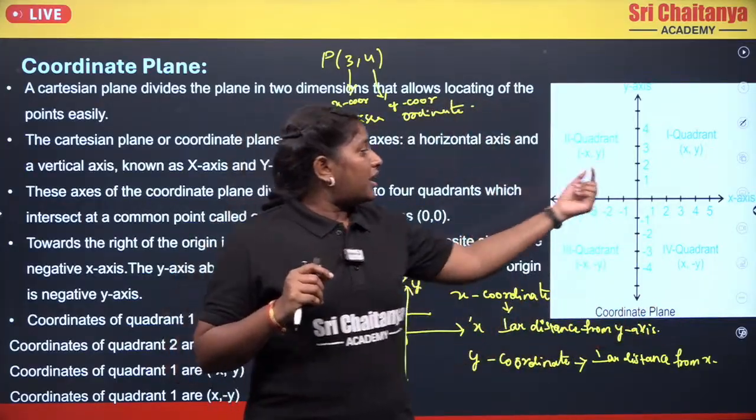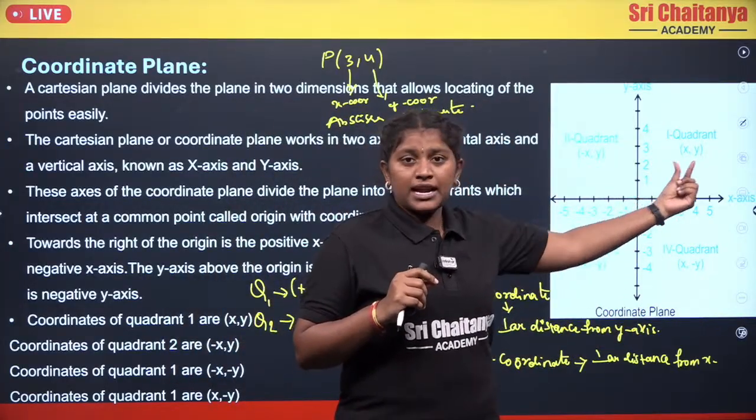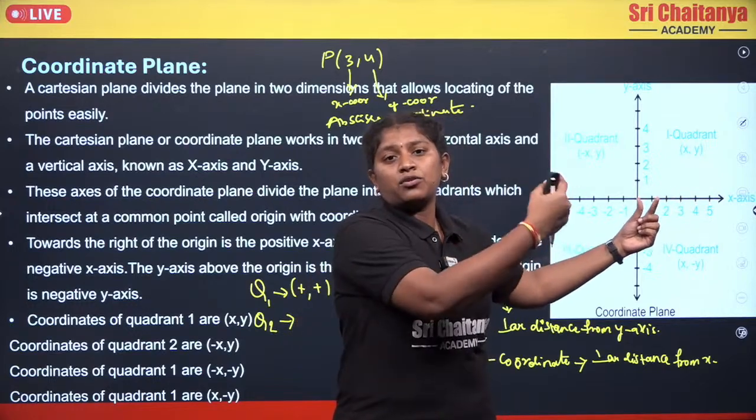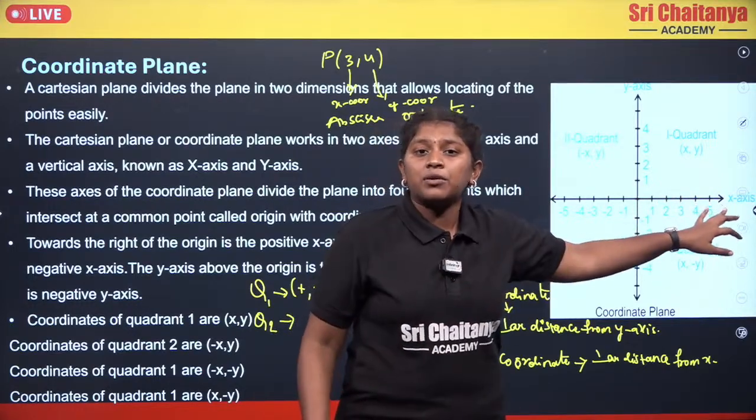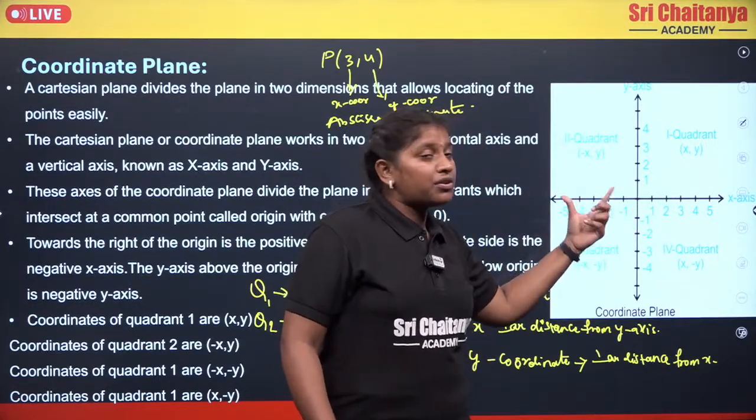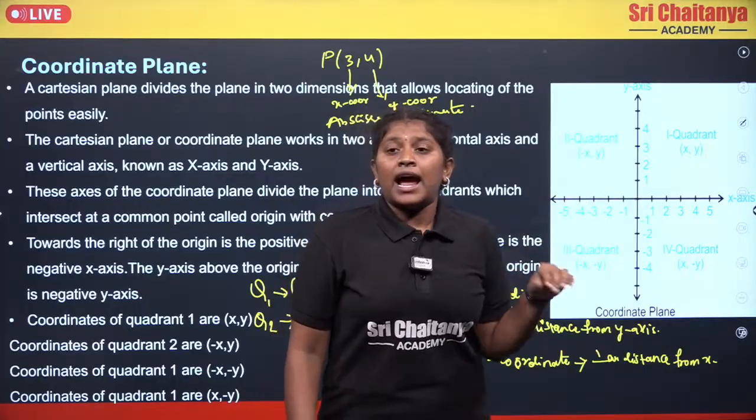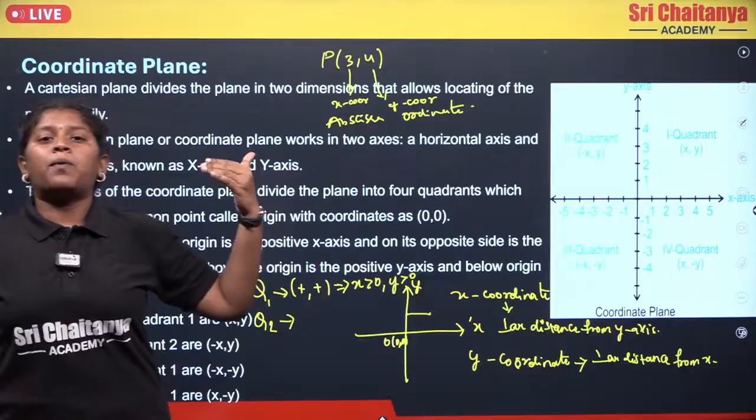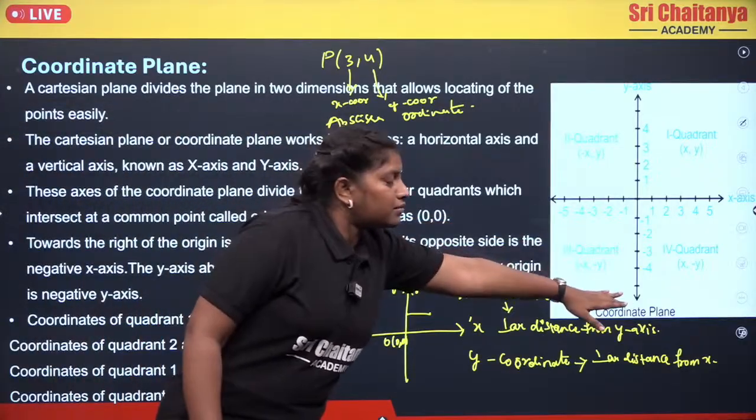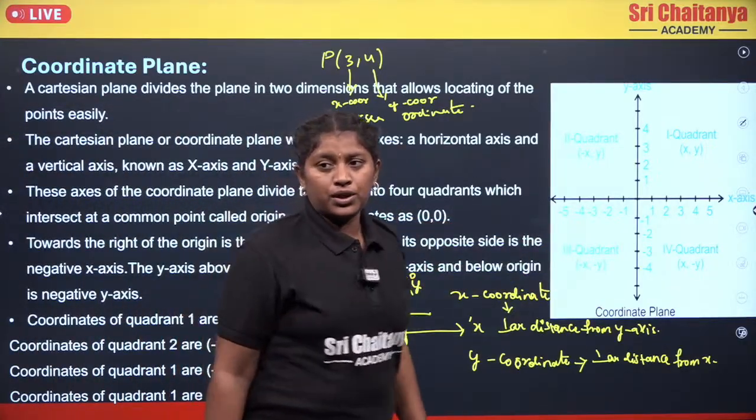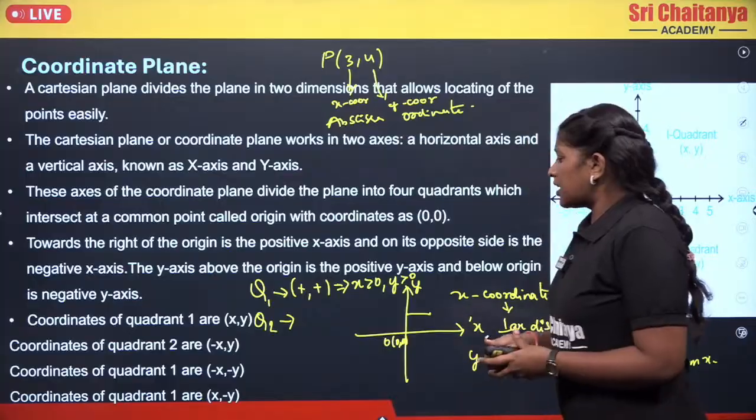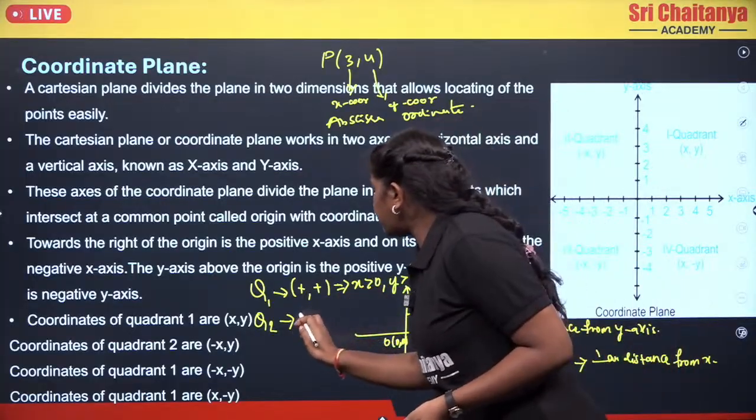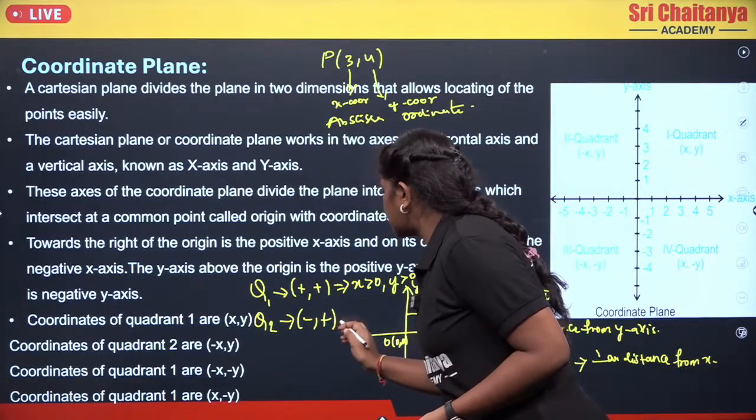Now when you take your origin as the reference, the right side part of the x axis has the positive values, and the left side has the negative values, and the part of the y axis above the origin is positive and below the origin is negative. Okay, so coming to quadrant 2, we have negative comma positive, right?